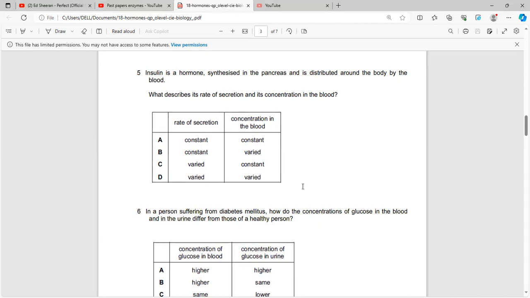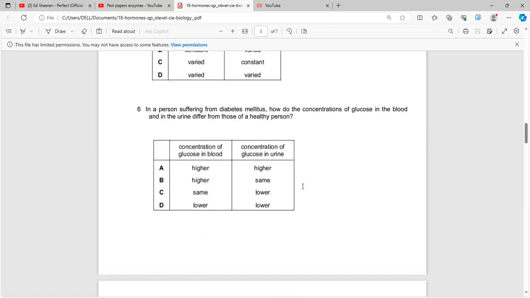So insulin, yes, you know that the rate of secretion and the concentration in the blood both vary according to the need of a person. For example, if a person is in a race and needs a large amount of glucose, the rate of secretion will obviously decrease, and thus the concentration of insulin in the blood will also decrease.